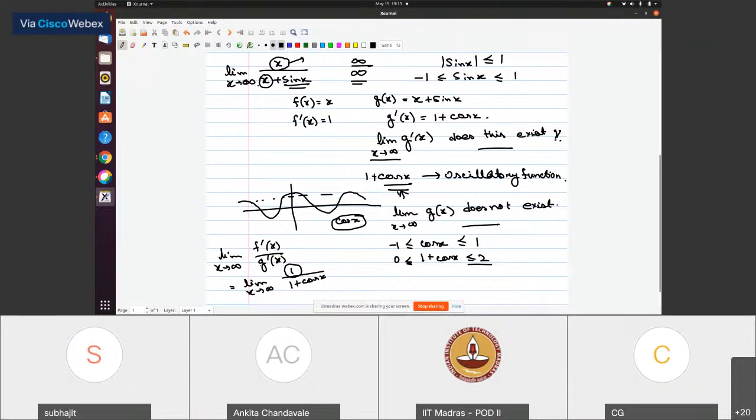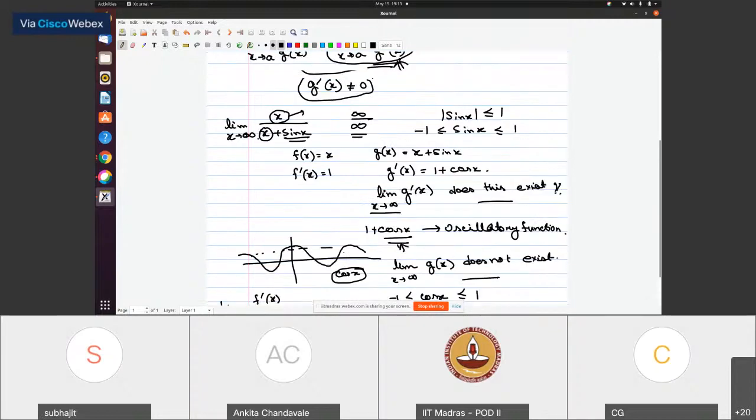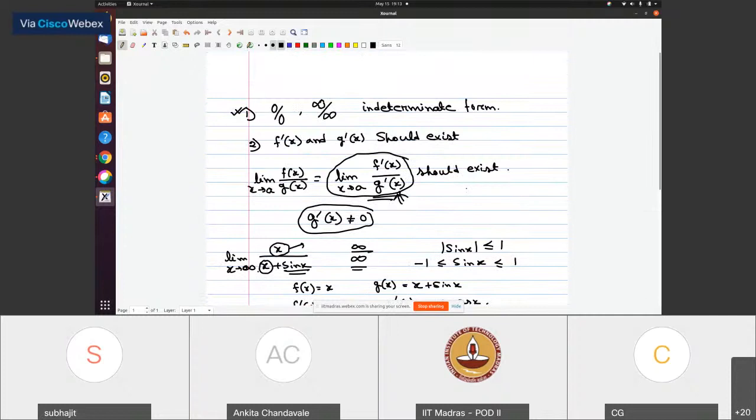So we cannot apply L'Hopital's rule on this thing. And moreover, this limit does not exist. So for the function with which we began, we cannot apply L'Hopital's rule here. Okay, is it clear?